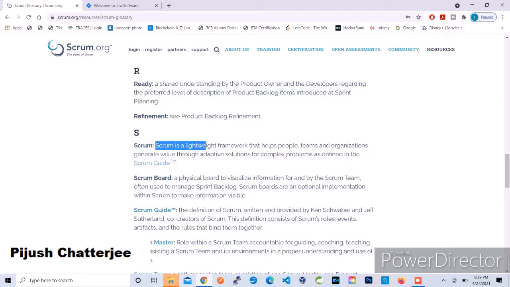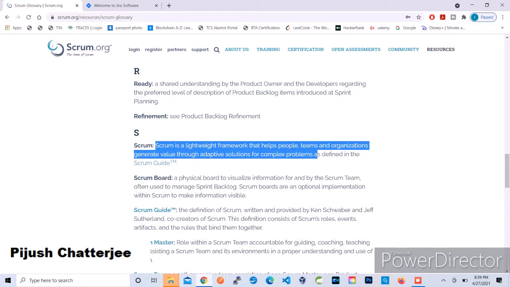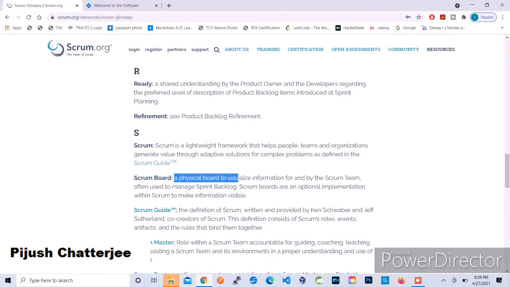Scrum is a lightweight framework that helps people, teams, and organizations generate value through adaptive solutions. So it is a framework and it solves complex problems. Scrum board: a physical board to visualize information for and by the Scrum team.